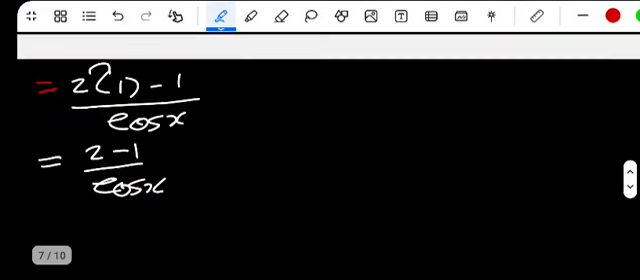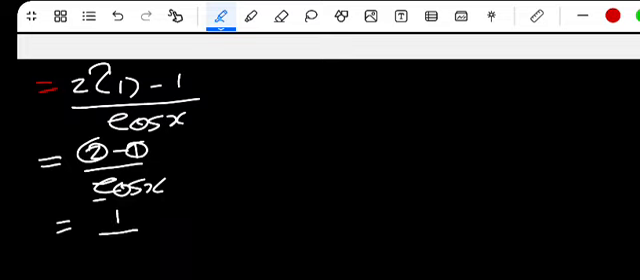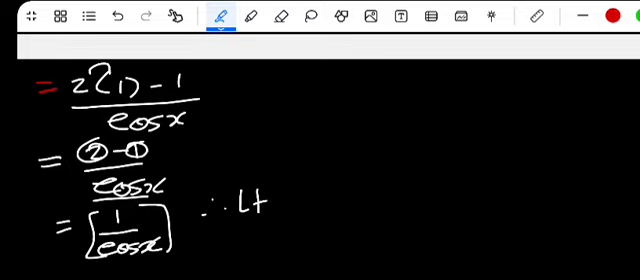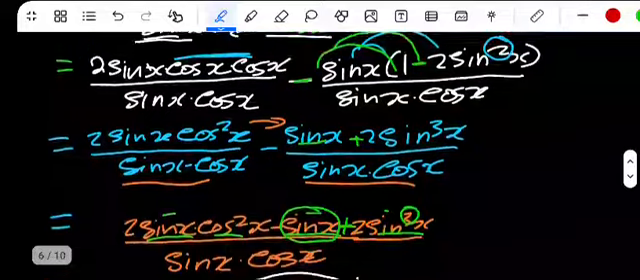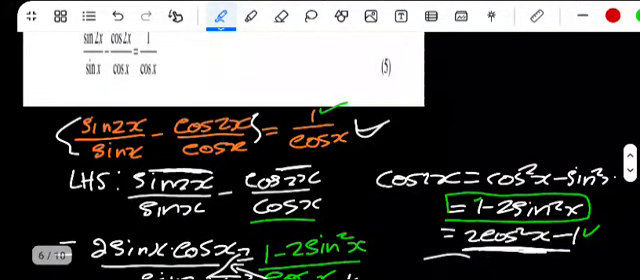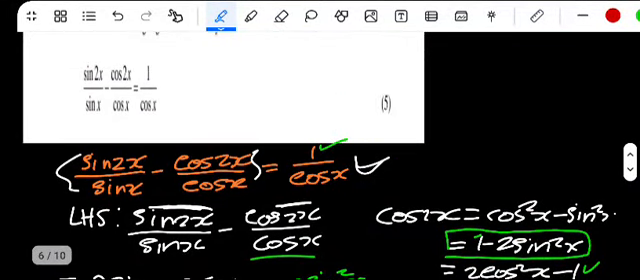Alright, 2 multiplied by 1 minus 1 will be 1 divided by cos x. So this is what we have. Therefore the left hand side equals the right hand side. This is what we were supposed to prove. There we have achieved this. So that is it.